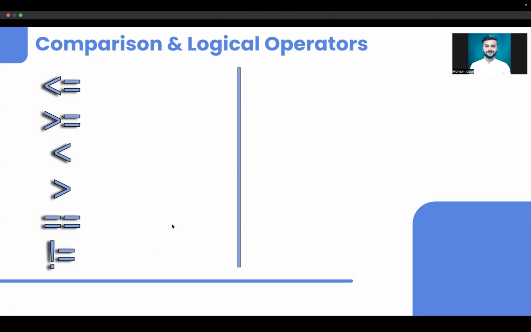Very nice, not equivalence to, right? So how do we write these things in MongoDB? How do we denote all these things in MongoDB? LTE means less than or equivalent to. Simple English, right? L means less, T means than, E means equals, right? Less than or equivalent to.